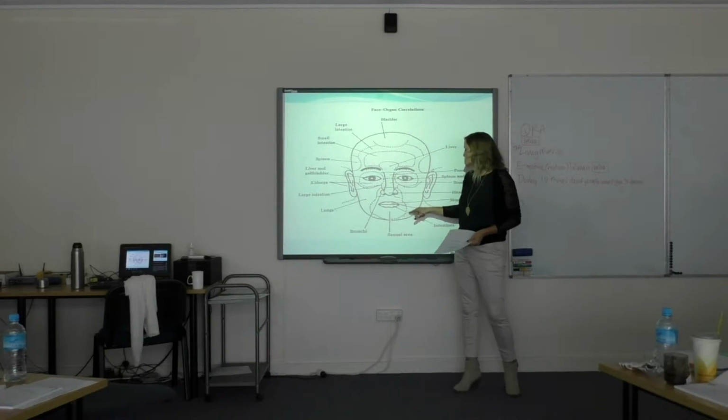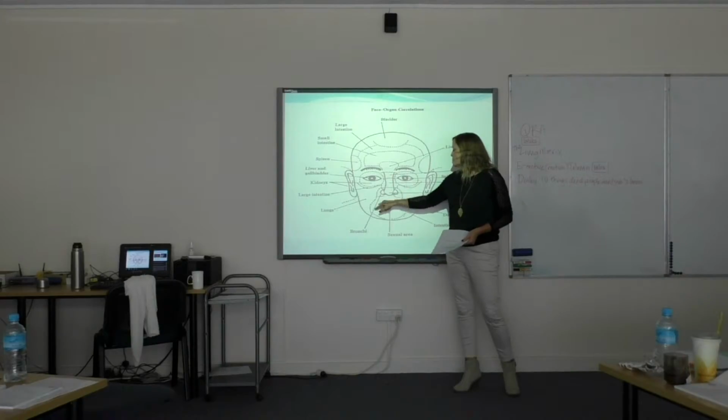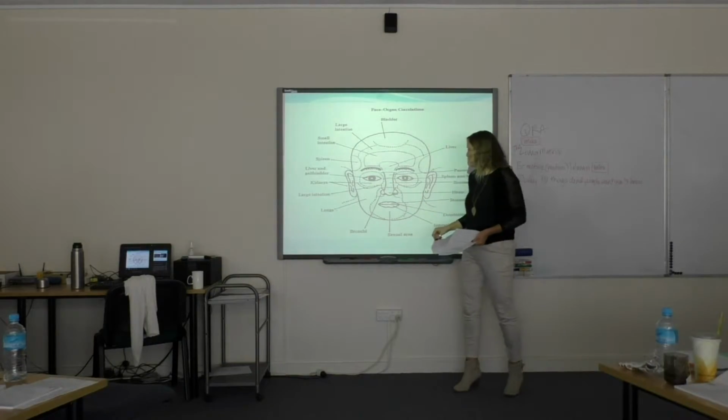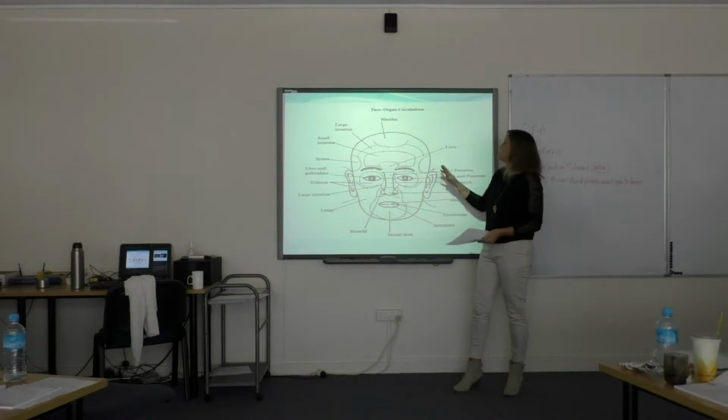See, it's quite a large area. It goes all the way along the chin and then up and across. Through here is bronchi. So actually, sexual area is through here, and then bronchi is just there. And the rest of them are all pretty much the same.